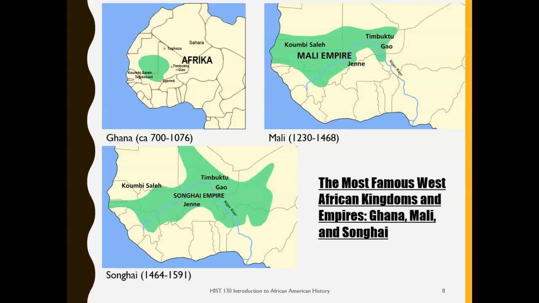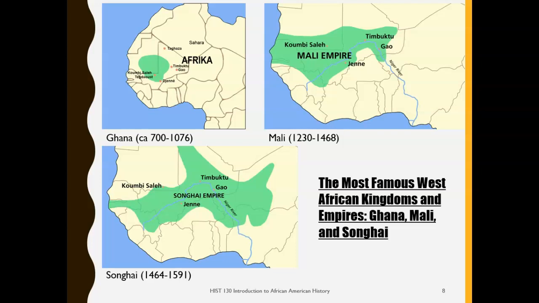So this is a figure with maps of the three most famous West African kingdoms. Starting on the top left, we have Ghana, which existed from about 700 to 1076 AD. This kingdom was the earliest and also the smallest.